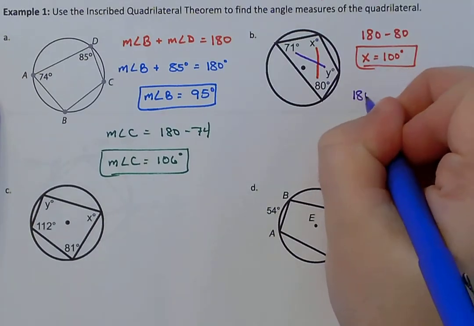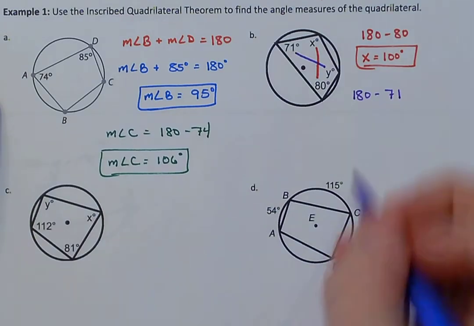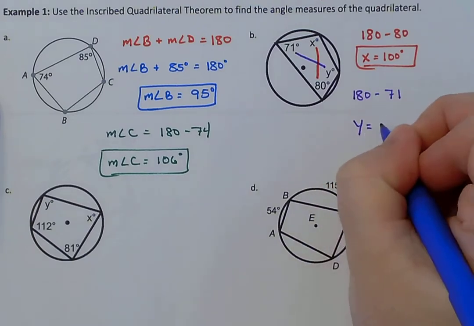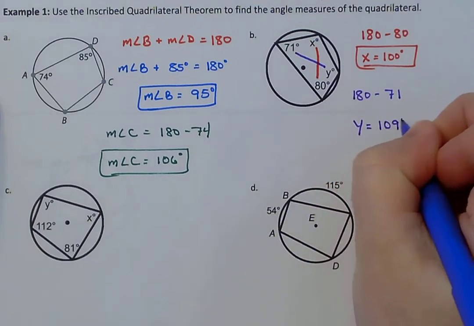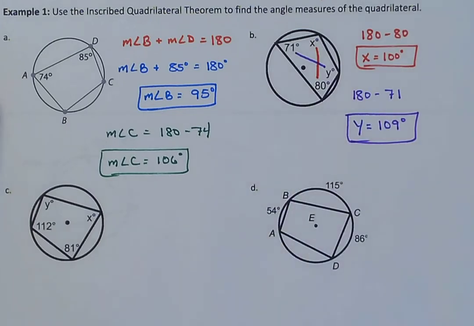So we're going to do 180 minus 71. If we do 180 minus 71, we find that y is going to equal 109 degrees. And that is our answer for part B. So that is how you go through and do example 1. For parts A and B, you would do the same thing for C and D.